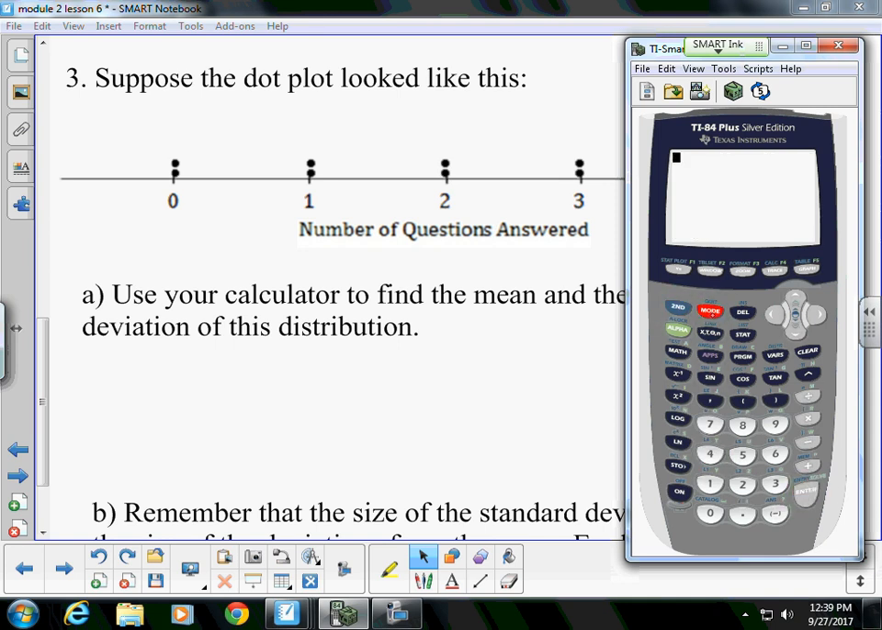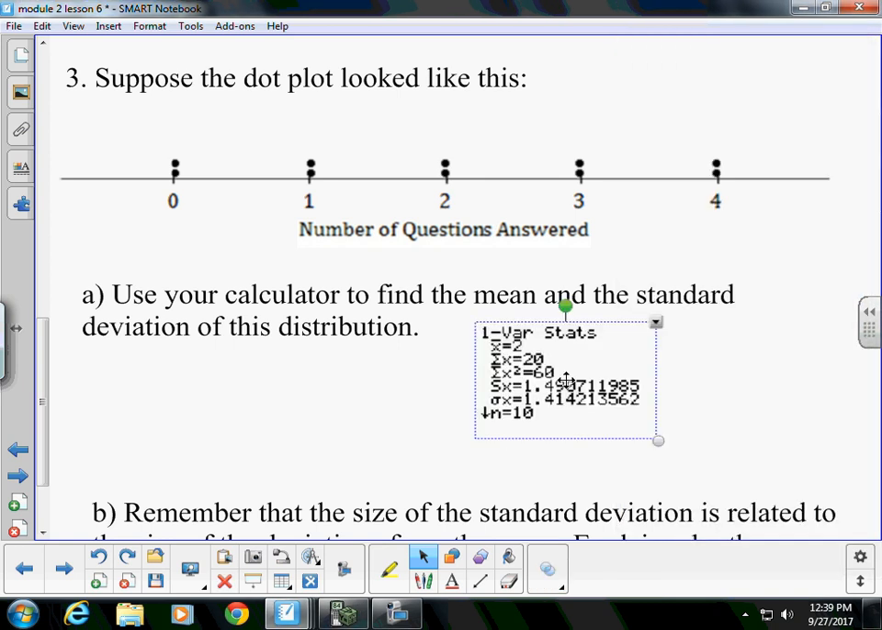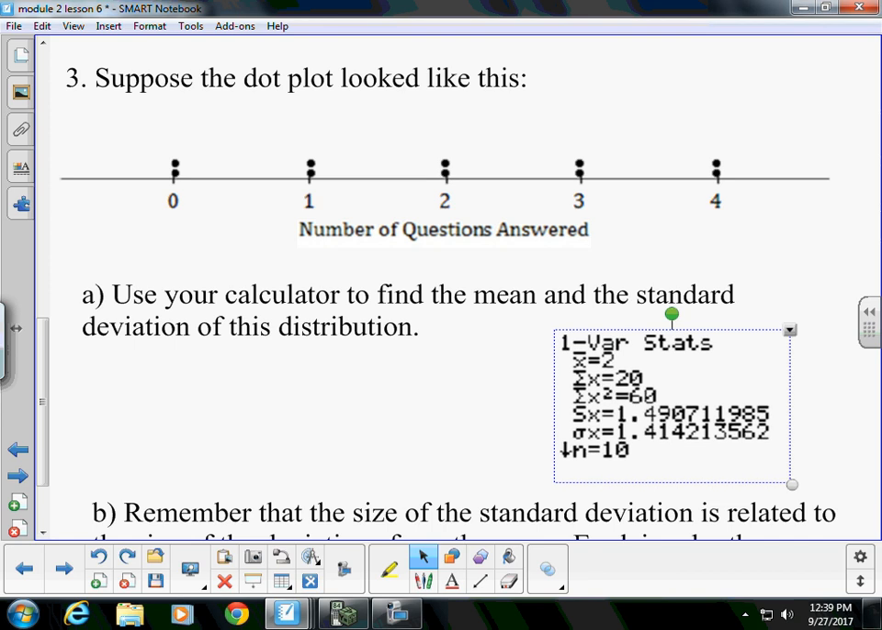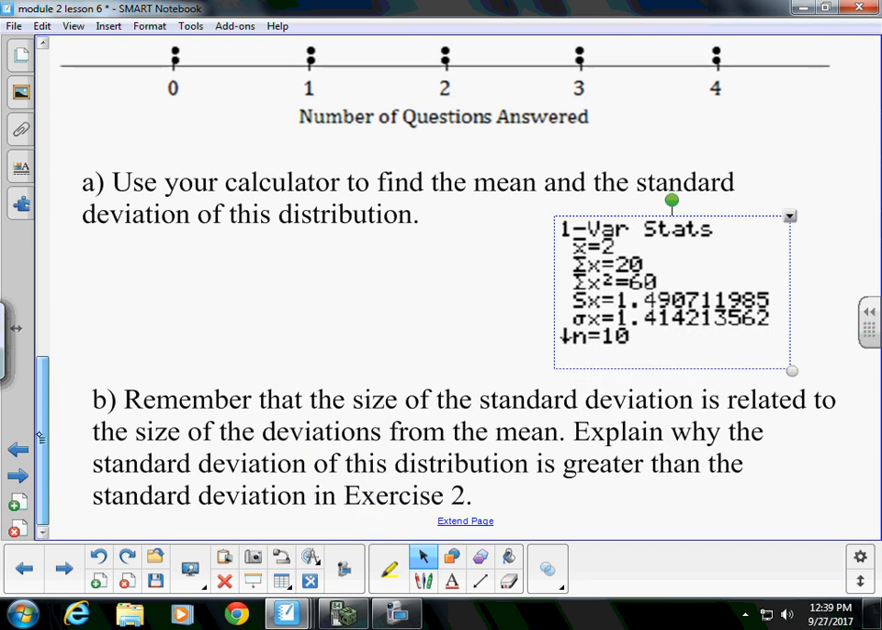Okay, quit and go back to the main screen, and then go back in stat, but over to calculate. And I want number 1, and here's my data this time. So remember that the size of the standard deviation is related to the size of the deviations from the mean. Explain why the standard deviation of this distribution is greater than the standard deviation in exercise 2.